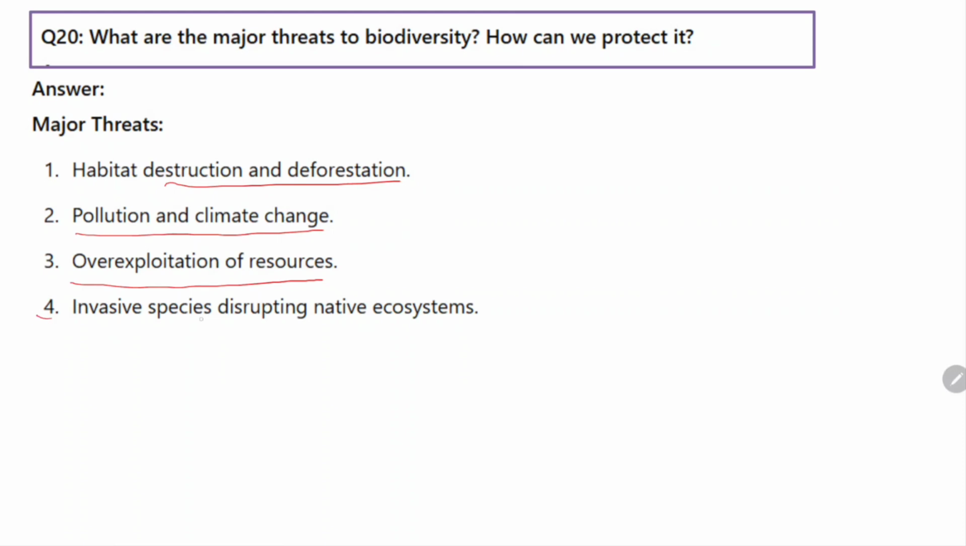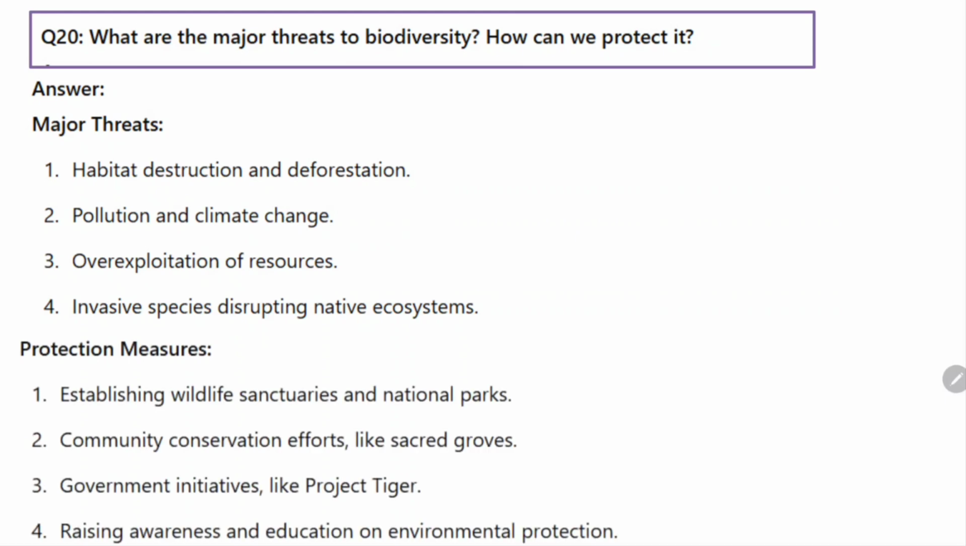All right, and last we have invasive species disrupting native ecosystems. And how can we protect it? You can write these points. Protection measures like establishing wildlife sanctuaries and national parks. Okay, and community conservation efforts like sacred groves, where we protect them, not letting anyone harm the animals and the trees over there. And next you can write government initiatives like Project Tiger, or you can raise awareness and education on environmental protection. So in this way you can write the answer.